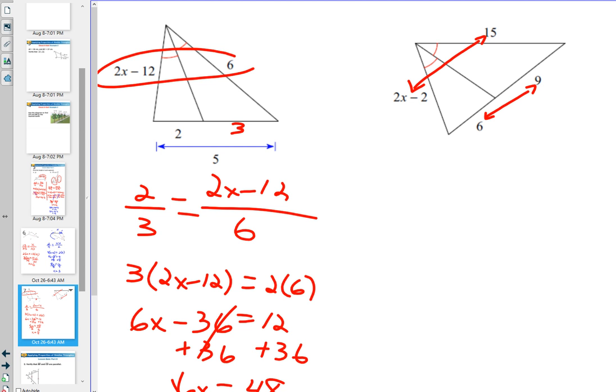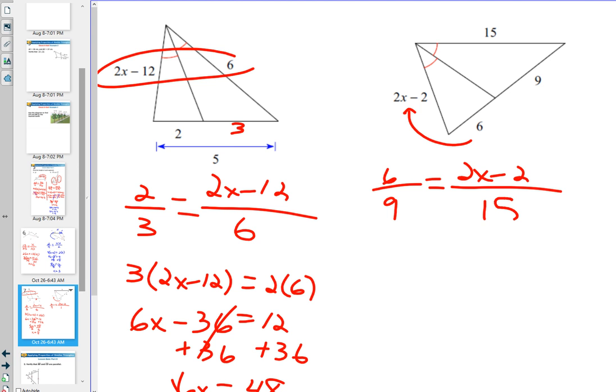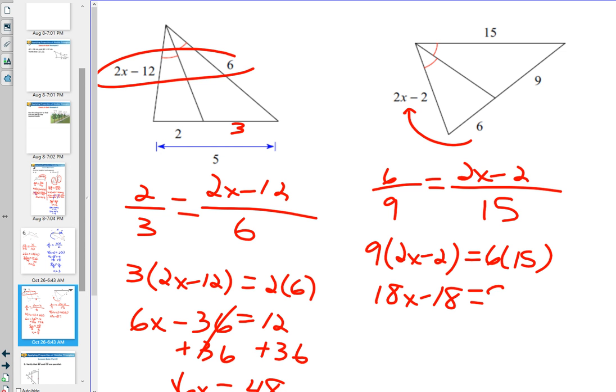That would work. I promise you it would work. But let's just keep things uniform because I don't want to confuse anybody. Well, so based on the way we've been doing them, let's do 6 over 9 because there we know both of them. But if I do 6 over 9, what has to go on top? What's on the same side as the 6? 2x minus 2. Mickey, yes, got that? Okay. Cross multiply: 9 times 2x minus 2, 6 times 15. 18x minus 18 is equal to 90.